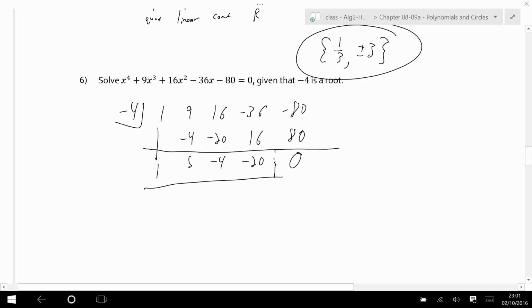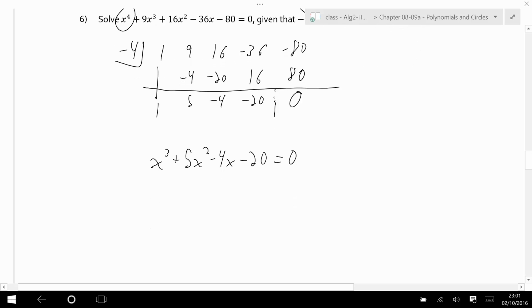Okay, we got this thing left over, and I want to write that as a polynomial. That would be an x to the third, because it came from an x to the fourth, and our result is always 1 degree less. Plus 5x squared minus 4x minus 20 equals 0.